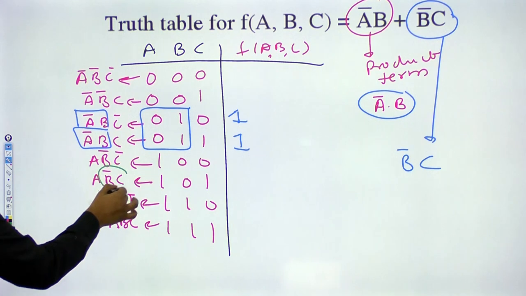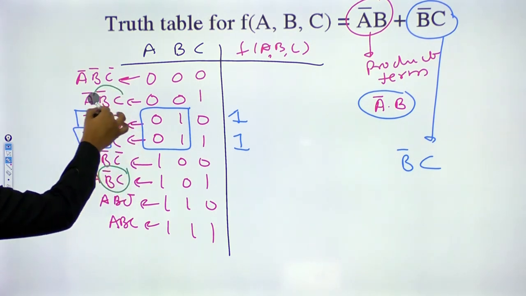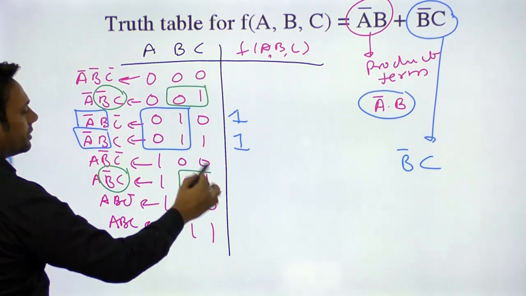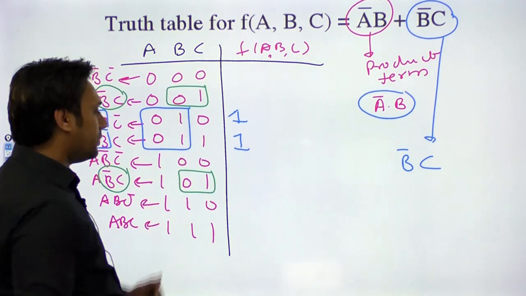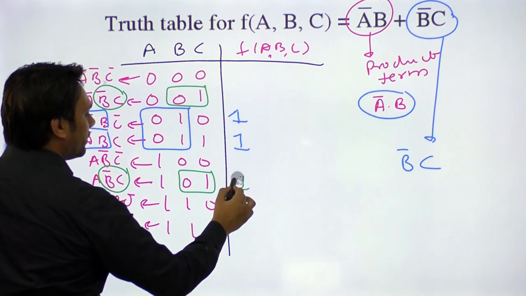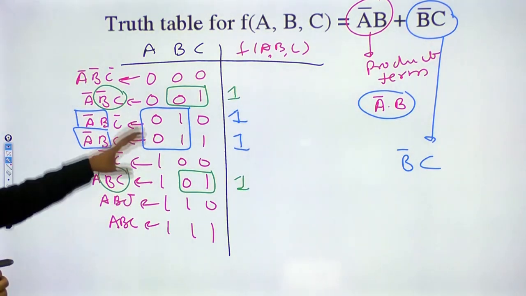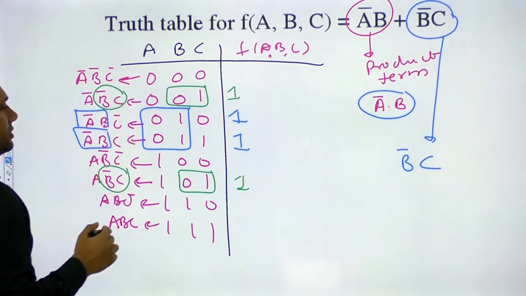So this is B complement C as well as this is B complement C. That means this combination here and this combination. So wherever we have B complement C, it is also assuming a value 1 here. It is also assuming a value 1 here. Okay. And in the rest of the locations, it is taking a value 0.